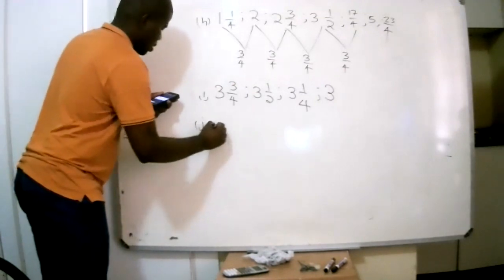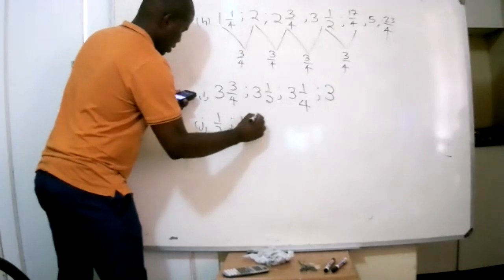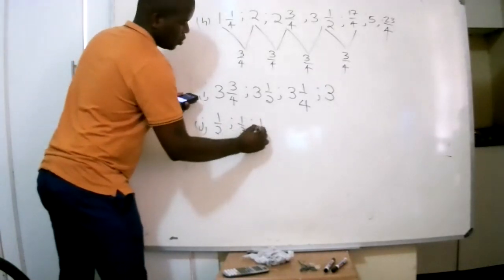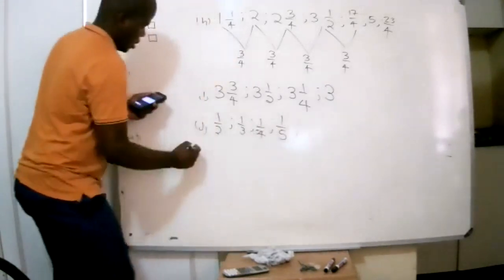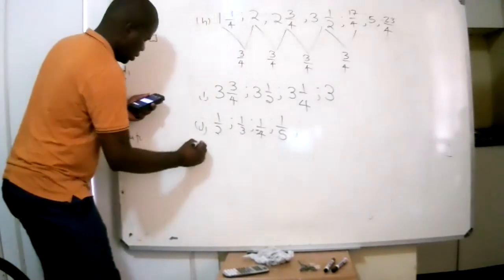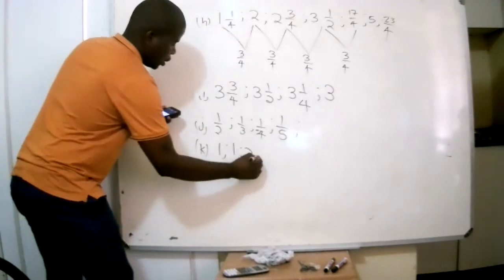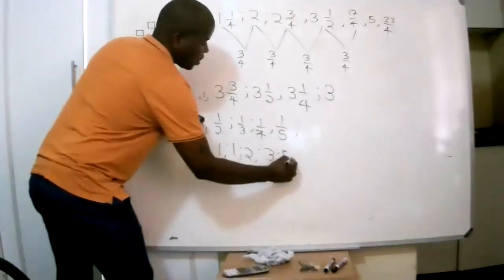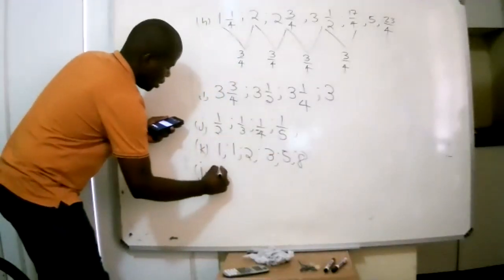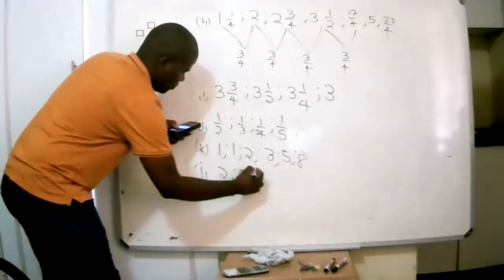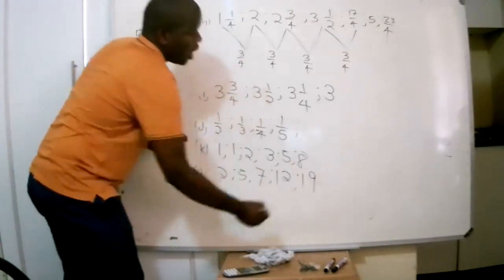Question number J is given as 1/2, 1/3, 1/4, 1/5. And then the next question is question number K, which is 1, 1, 2, 3, 5, 8. And then the last one is question number L: 2, 5, 7, 12, and 19.